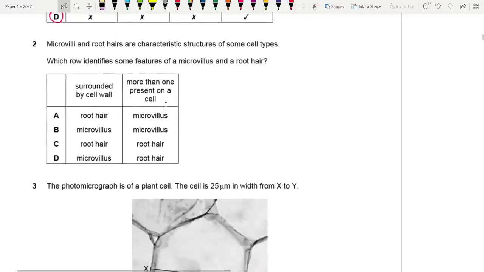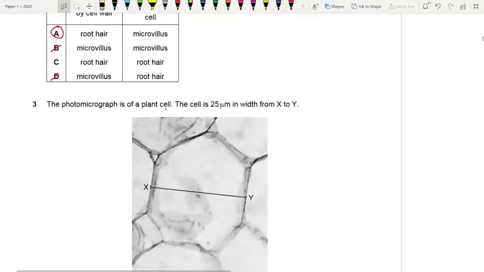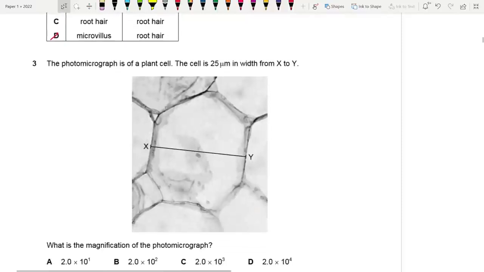So the root hair is surrounded by a cell wall. Yes, it's a plant cell basically. And more than one present on a cell, yeah, that's microvillus. But there can only be one root hair on one cell, okay? The photomicrograph of a plant cell is shown. The cell is 25 micrometer in width from X to Y.